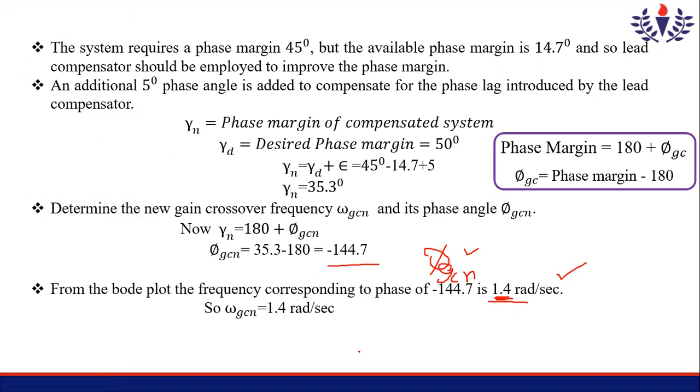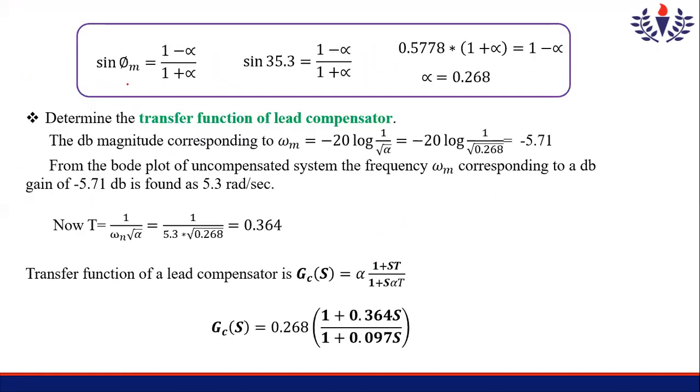Right. And once we know this data, then you need to identify the alpha value. Once we know alpha and omega GCN, then we can identify the time constant. Once we know the time constant, we can design the lead compensator. Once you know phi m, then you can identify alpha, that is sine phi m is equal to 1 minus alpha by 1 plus alpha.